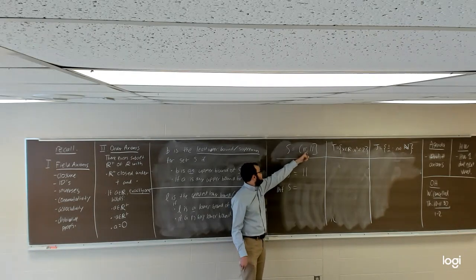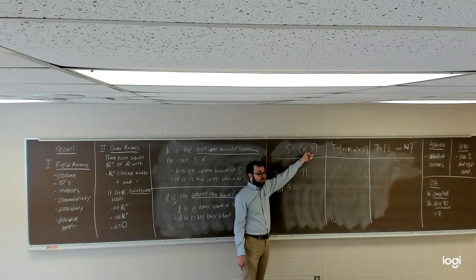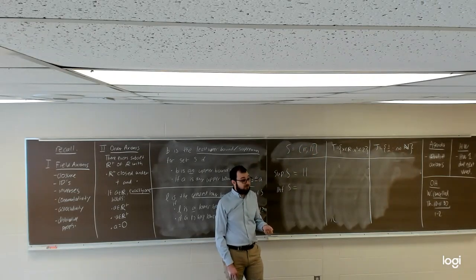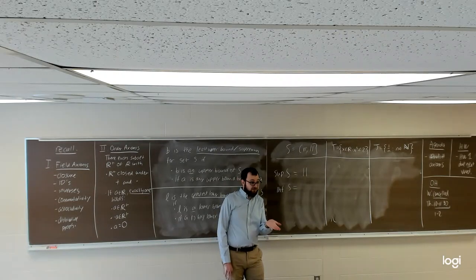So in this case, I would say 11 is the maximum element of the set. But if we changed it to not include 11, 11 would still be the supremum. It just would no longer be a maximum element for the set because it's not in the set itself.